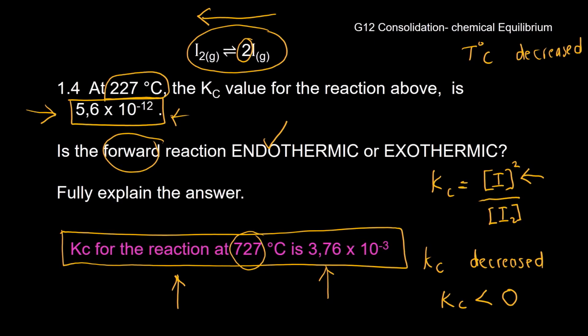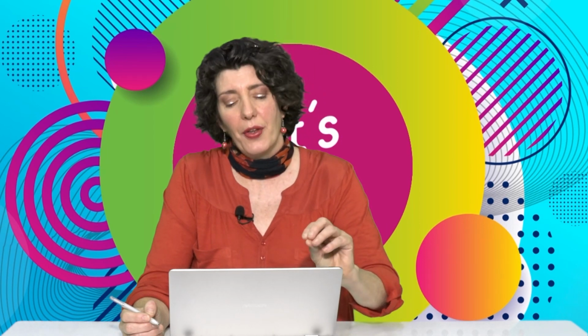Now, in this particular question, there was a lot of working out in our minds. We had to figure out what was going on. The answer is one word. It's either endothermic or exothermic. But they ask us to fully explain our answer. So here we go. How are we going to write this in words to get all our marks and to make sense to the examiner?